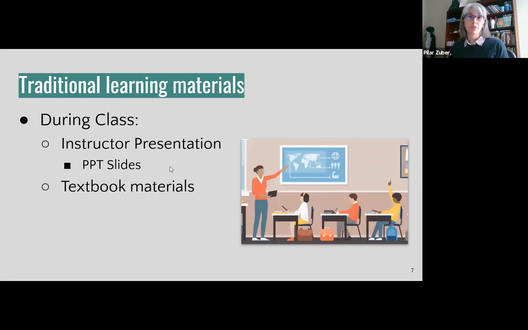Some of you may use textbook materials. Many of our textbook publishers now provide accompaniments. They provide additional activities and things that can be done either paper-wise or electronically. Many textbook publishers now have digital copies and digital resources that go along with the textbook. And then we also have started to use videos, which could be documentaries, and many of us have started to use TED Talks. So these would all be things that we would use during a class meeting.